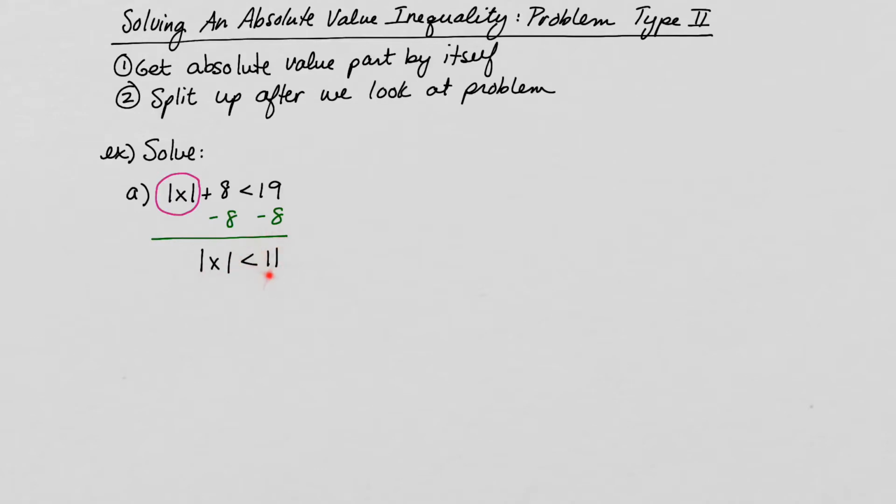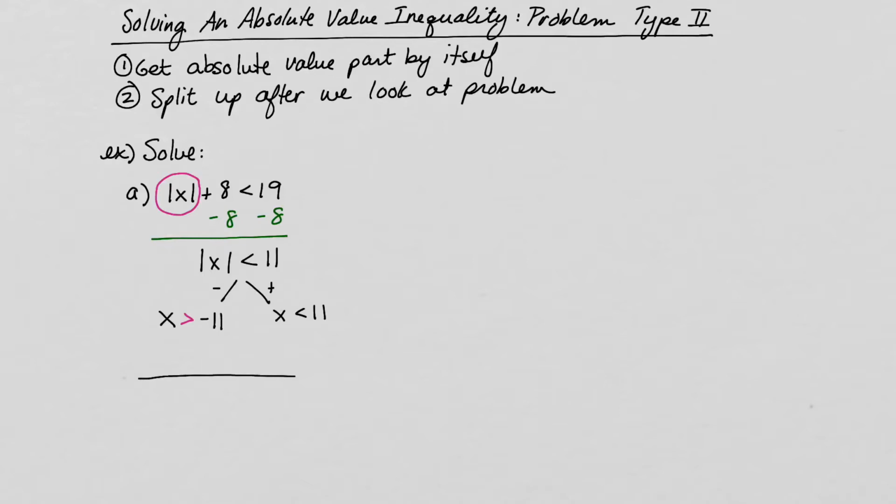And now that I have the absolute value all by itself, I want to look at this other side. This other number over here is positive, so that's fine. We're going to split as normal, into the negative case and the positive case. Remember, in the negative case, we have to flip the sign. So this is going to be x greater than negative 11. And in the positive case, we just leave it alone. So x is less than 11.